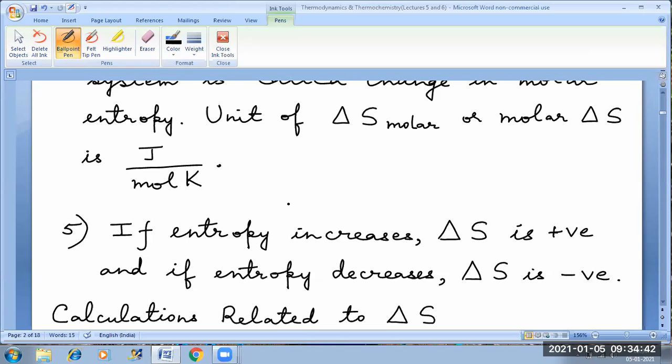Maybe I arrange them based on the color. Maybe I say that all red components will be kept in the first row. All blue components will be kept in the second row. And in this way, I arrange all the components on a large table. So what have I done? I have basically reduced the chaos or randomness. So I can say that delta S would be negative in this situation.